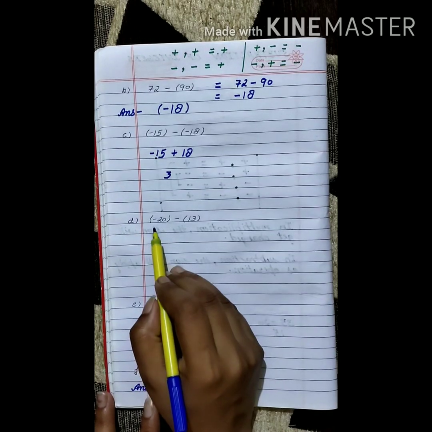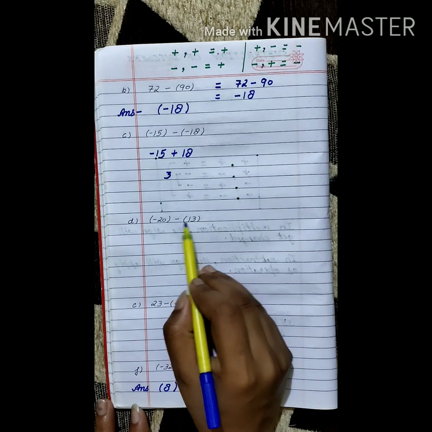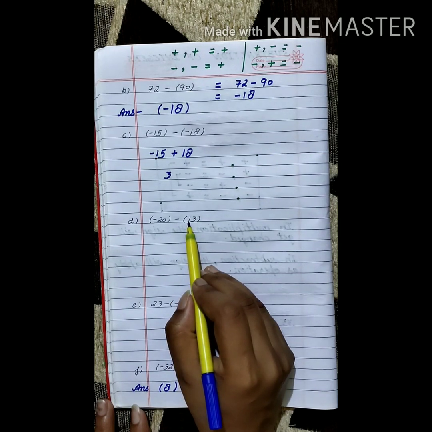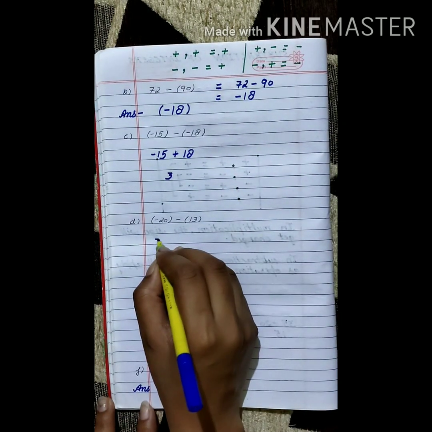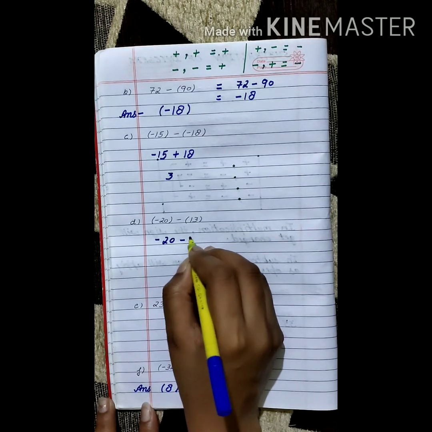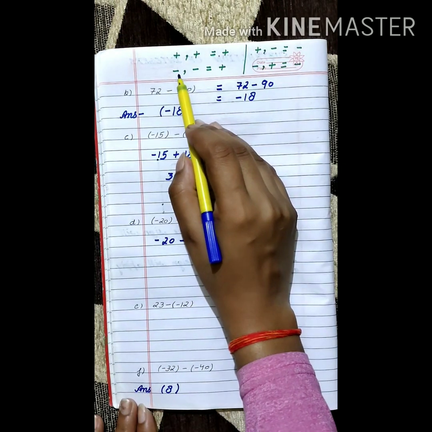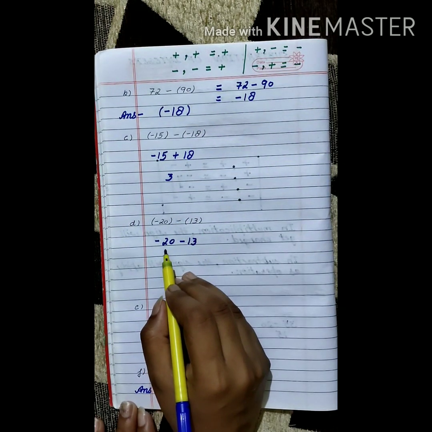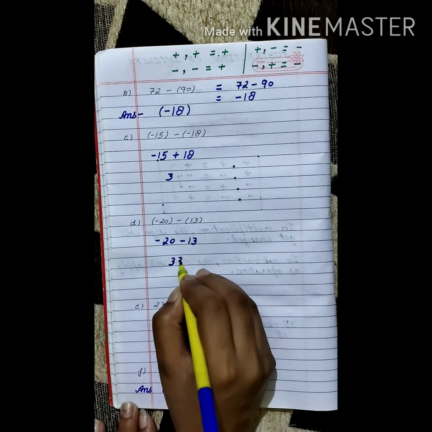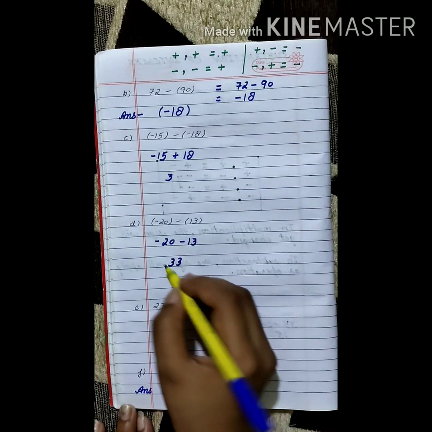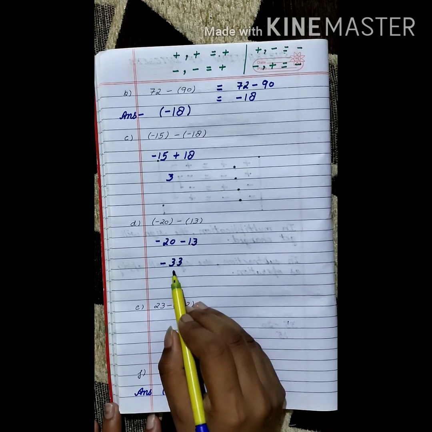D part, minus 20 minus 13. Here we have negative sign here and 13 is positive because we don't have any sign in bracket, and minus plus is equals to minus, so it will become minus 20 minus 13. Now both are negative integers and we know that minus minus plus, so we will add these two terms. 20 plus 13, 33, and 20 is greater integer and it is negative, so 33 is also negative integer. Therefore, minus 20 minus 13 is equals to minus 33.